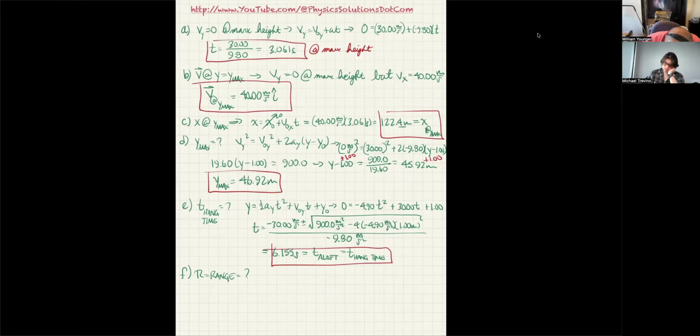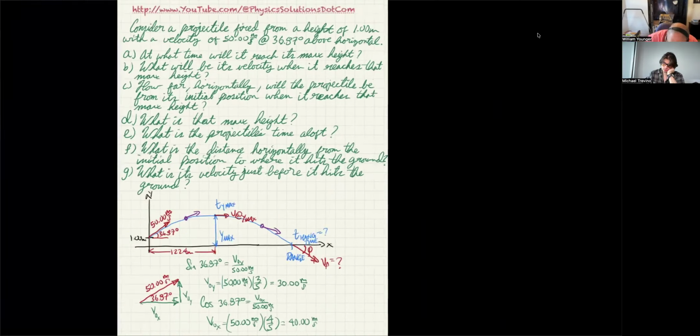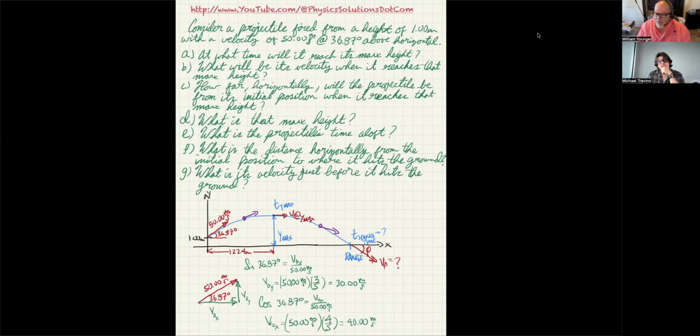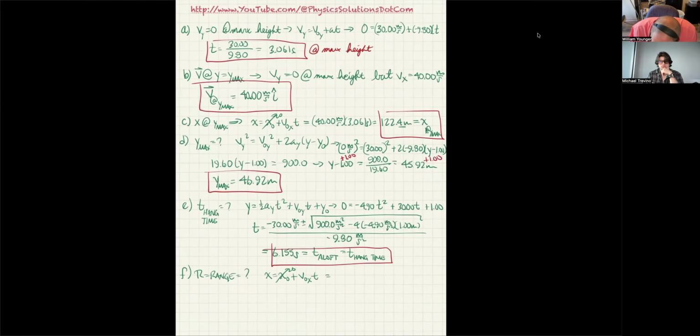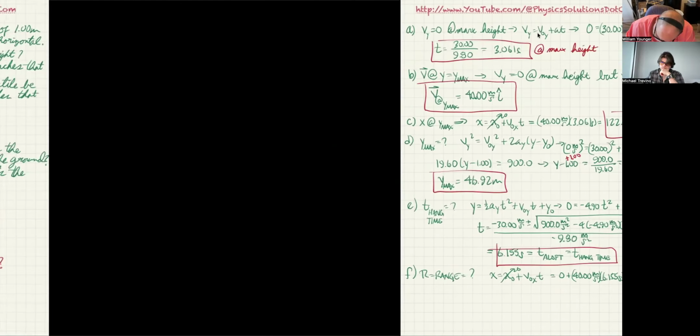So what we know is x is equal to x0 plus v0x times t. But you can see from the original diagram, the initial x position was x equals 0. So that's why I said x0 is 0. All I have to do now is plug in 0 plus 40.00 meters per second times 6.155 seconds, and that's going to give us our 244.9, I think it was.